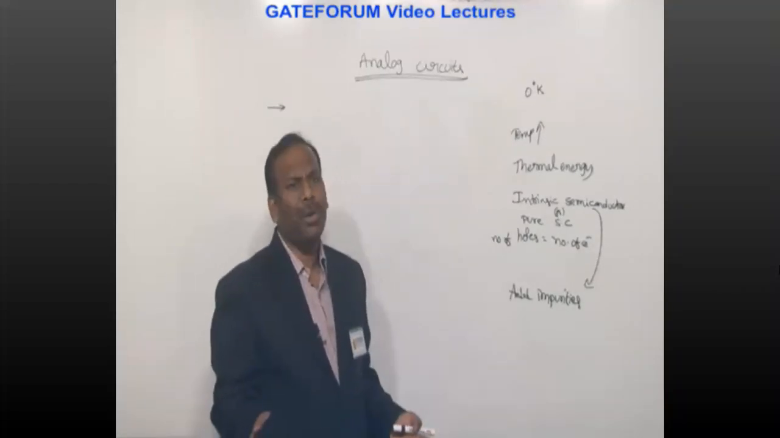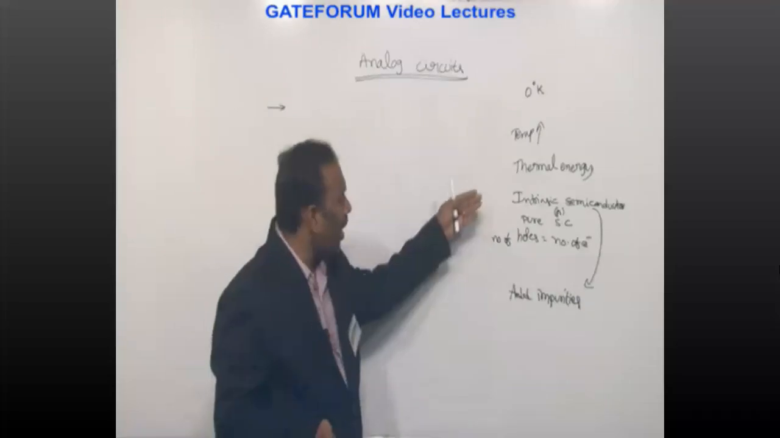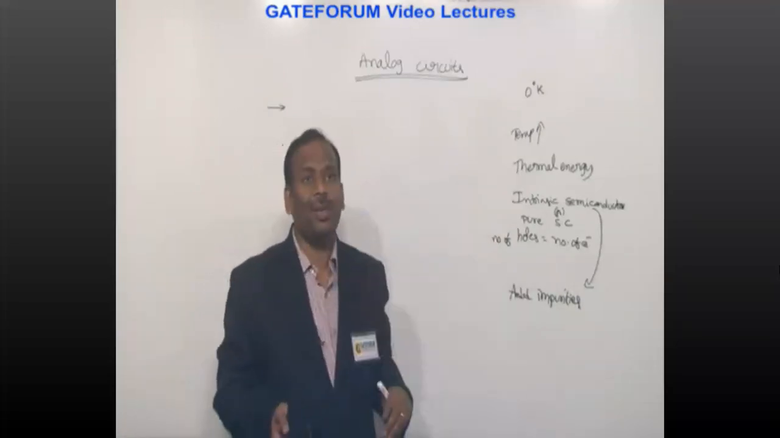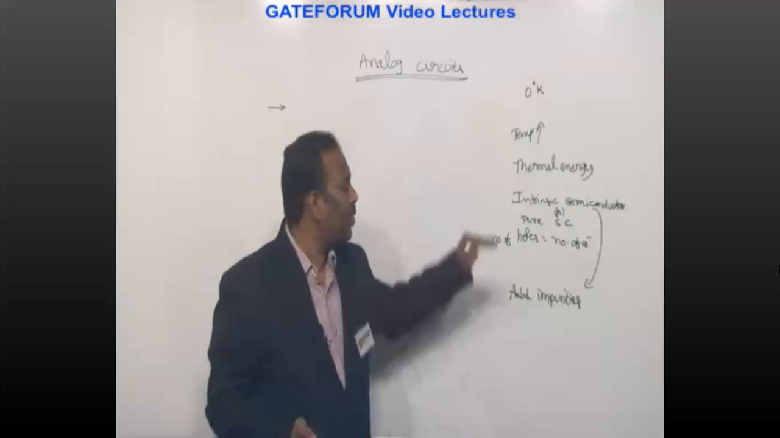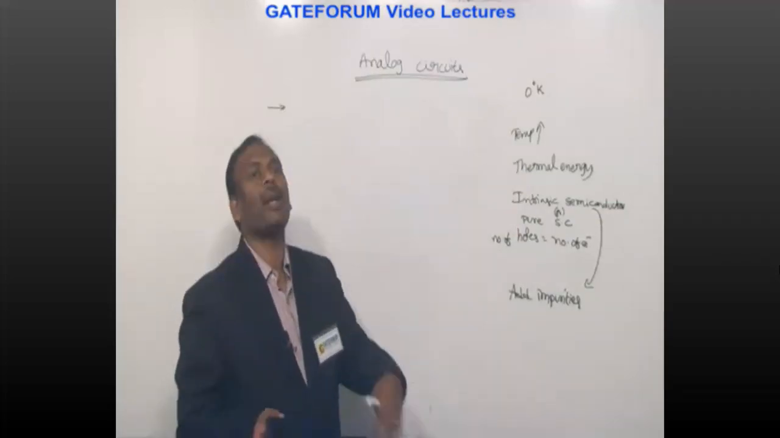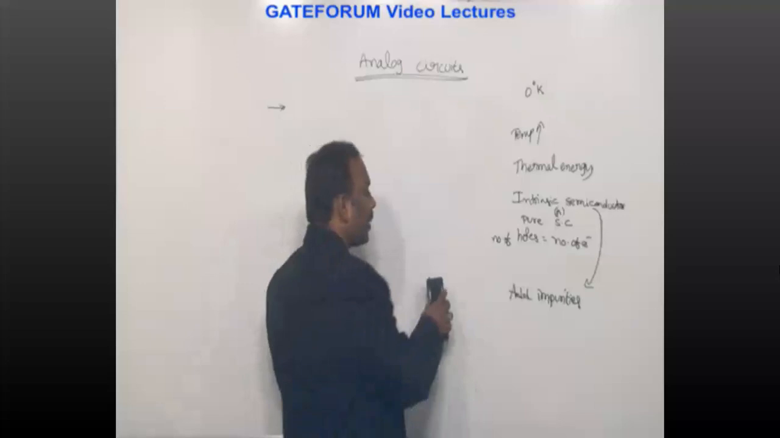Conductivity is very less means there is no use. That's why we are not using intrinsic semiconductor, nothing but silicon and germanium, as it is. We are adding the impurities to the intrinsic semiconductor so that conductivity is increased and the number of applications are increased.